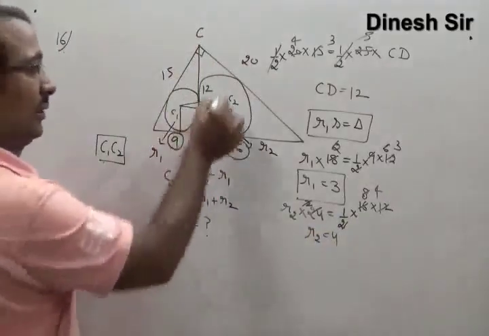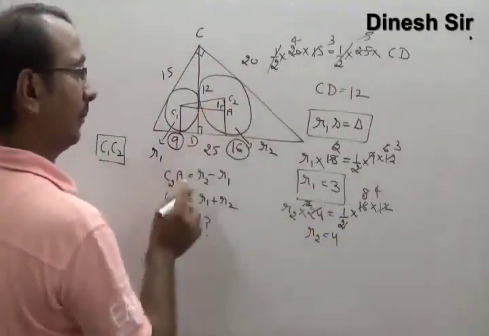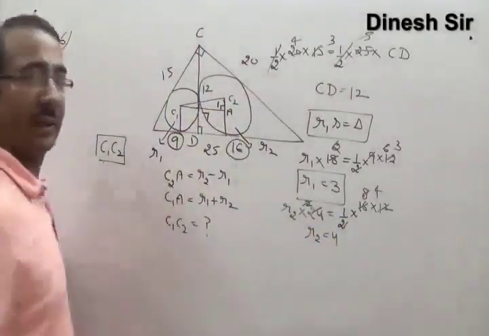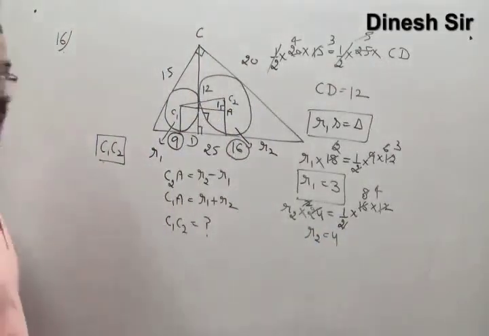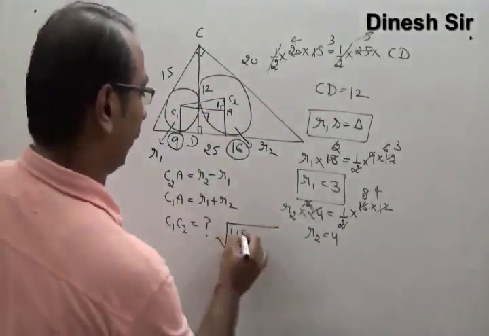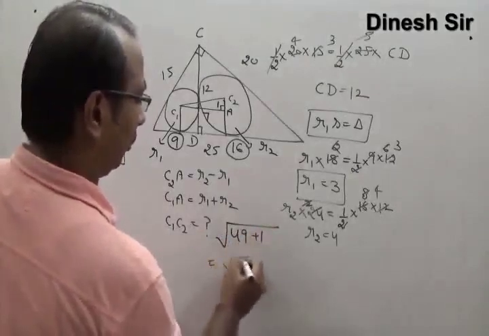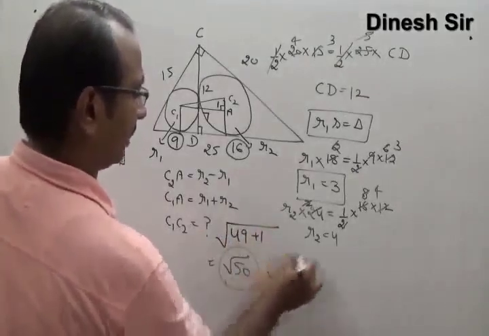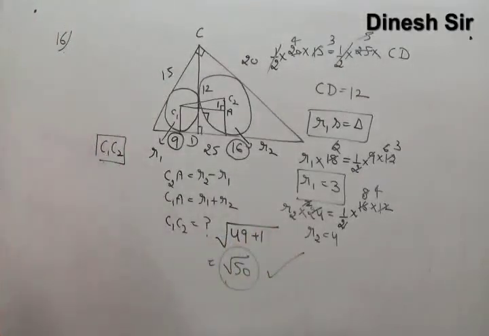Now this is 3 and this is 4. It means that portion would be 1 and this is said to be 7. We have to find the distance of C1C2. By applying Pythagoras, we can say that is 7 square 49 plus 1. My answer is said to be root 50. That is the distance of these two centers, C1 and C2.